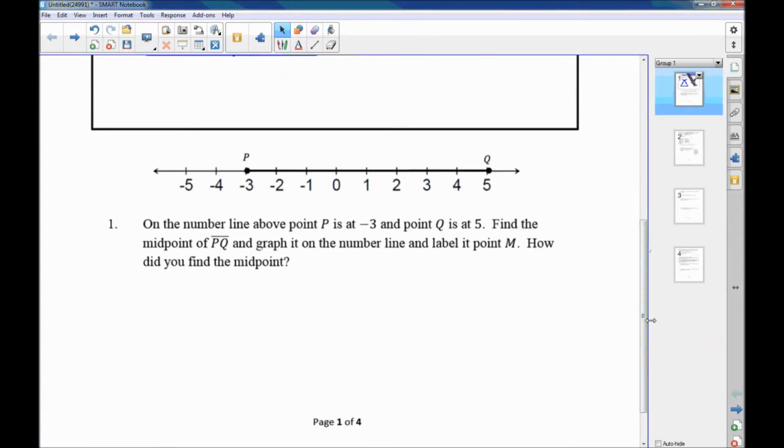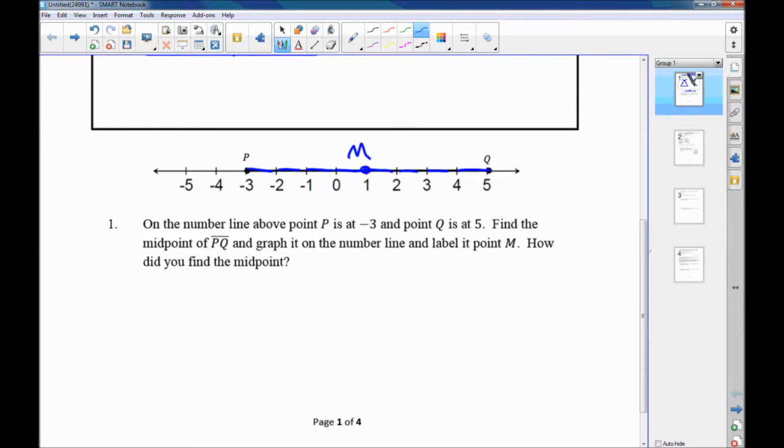All right, so here's another problem on the bottom here. On the number line above, point P is at -3 and point Q is at 5. Find the midpoint of PQ and graph it on the number line and label it point M. Okay, so let's see. Midpoint should be midway between P and Q. So I'm just going to count up how many spots there are. So that's 1, 2, 3, 4, 5, 6, 7, 8 spots in between. So if I count 4 over, 1, 2, 3, 4, I could find the midpoint M.